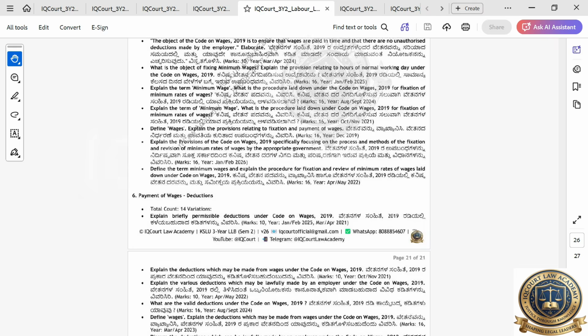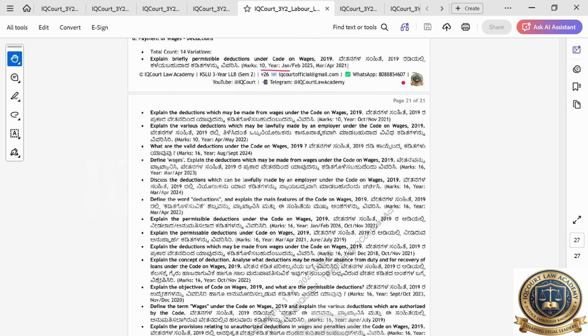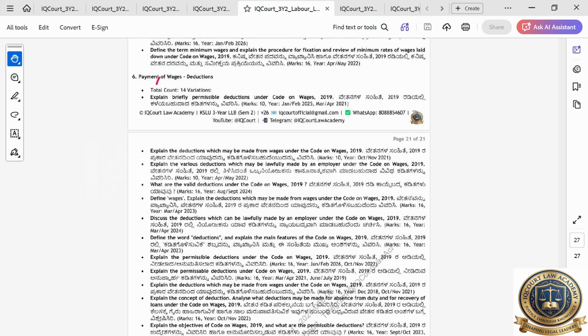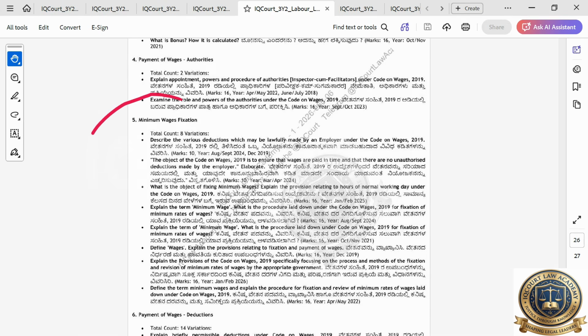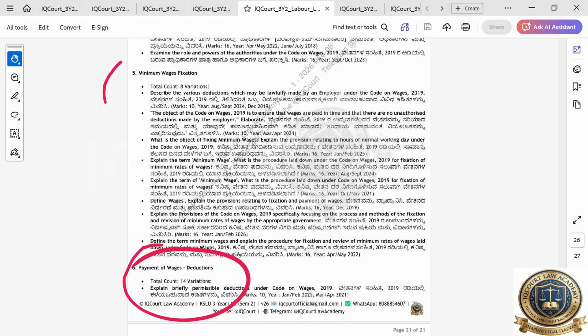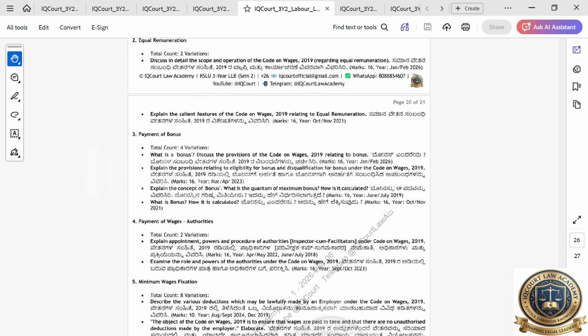This is a very important question. Deduction is also very important, also 200% important in the fifth unit. Explain briefly permissible deductions under the Code on Wages. It came around 14 times. There are 6 questions, and out of them, minimum wages and deductions we are rating with a 90% probability of getting into the exam, 200% you can take.